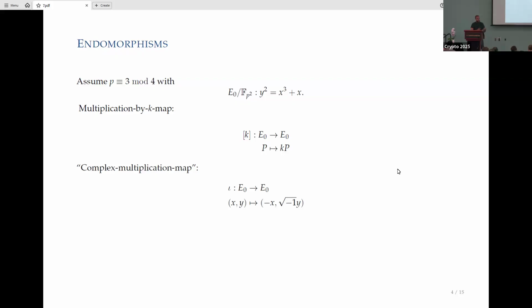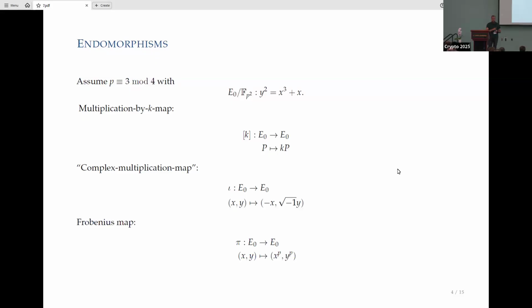But there's a lot more. Let's say the complex multiplication map. Iota, for example, will map a point x, y on this curve to a point minus x, square root of minus 1 times y. And this is also an endomorphism. And you can see that a point x, y satisfying the E0 equation, and point minus x, square root of minus 1 times y, also will satisfy this equation.